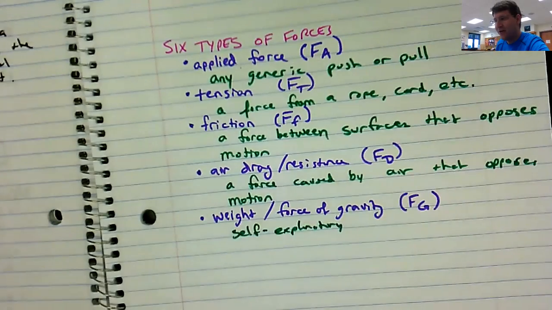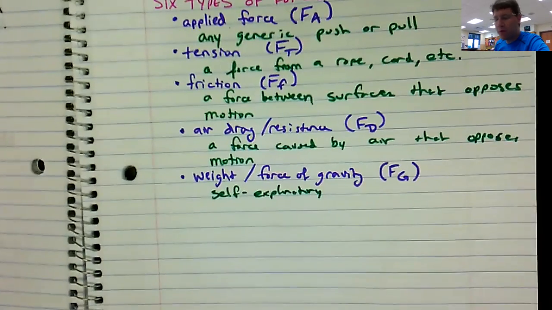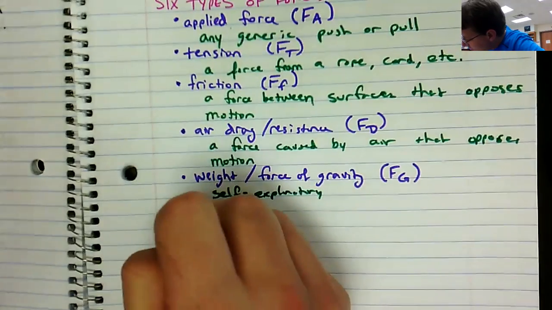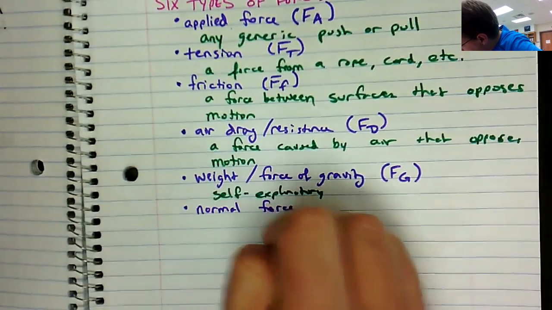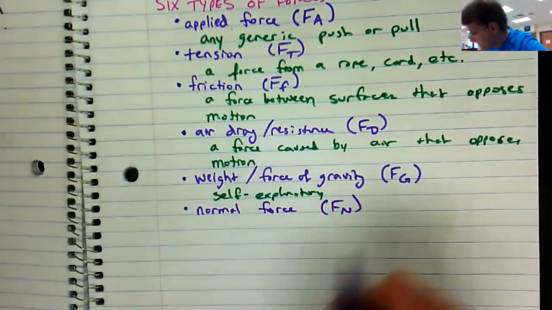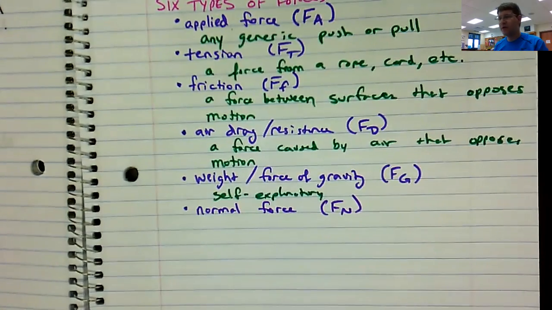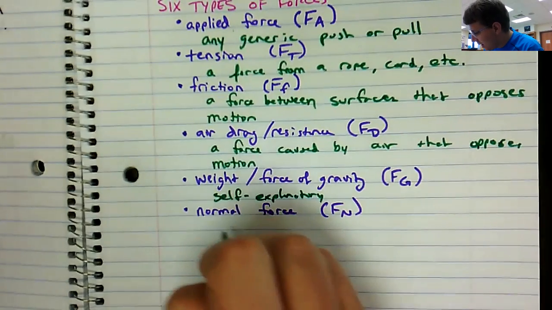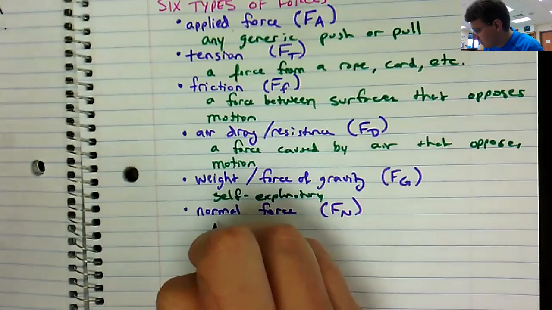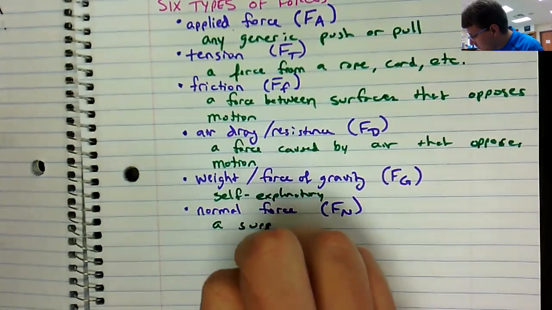It pulls you down. And then the other one that's important is something that we're going to call the normal force, or FN. So a normal force is going to be, I'm going to write down the definition, and then I'll explain what it is. A normal force is a support force due to friction.